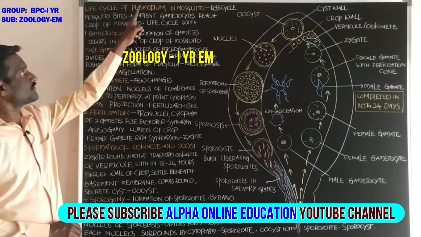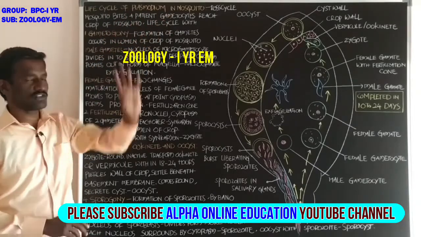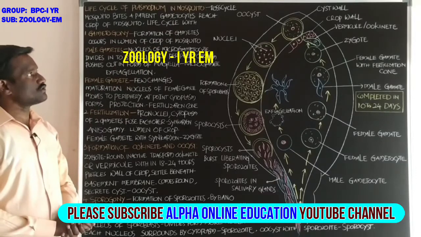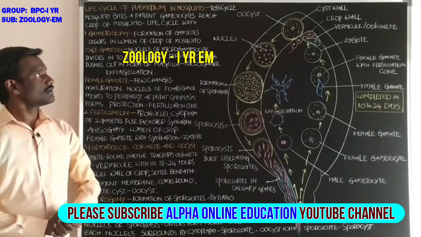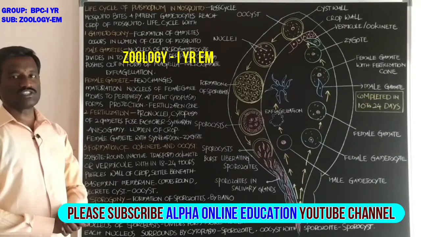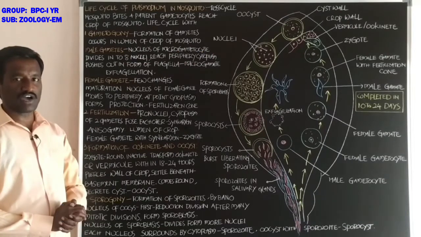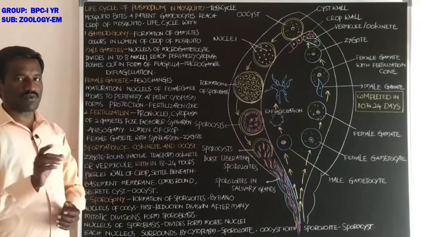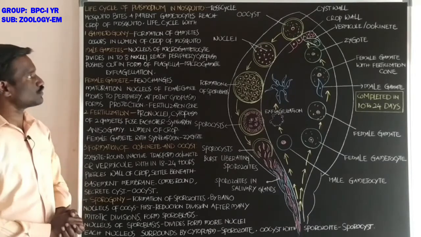Let us discuss the life cycle of Plasmodium vivax in the mosquito. It is also called the Ross cycle because Sir Ronald Ross, a British Army doctor, discovered the oocyst stages of Plasmodium vivax in the stomach wall of the female Anopheles mosquito.